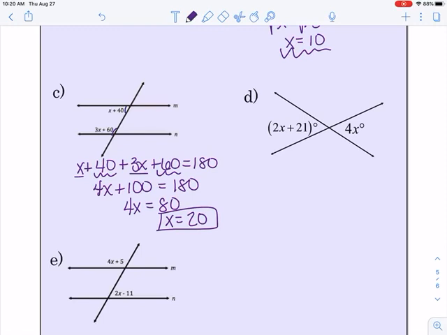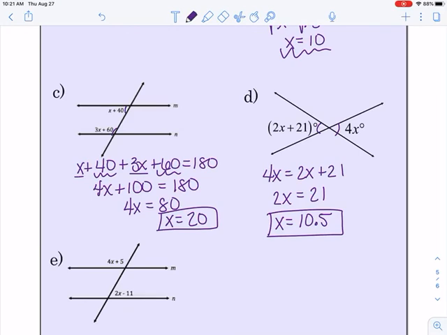D, I don't have parallel lines here, but I do have a pair of vertical angles. So these two angles are vertical to each other, and vertical angles are congruent. So I'm going to set 4x equal to 2x plus 21. I'll subtract 2x from both sides, so 4x minus 2x will leave me with 2x, and I'll be left with 21 on the right. The opposite of multiplying by 2 is to divide by 2, and 21 divided by 2 is 10.5. So x is going to be 10.5.